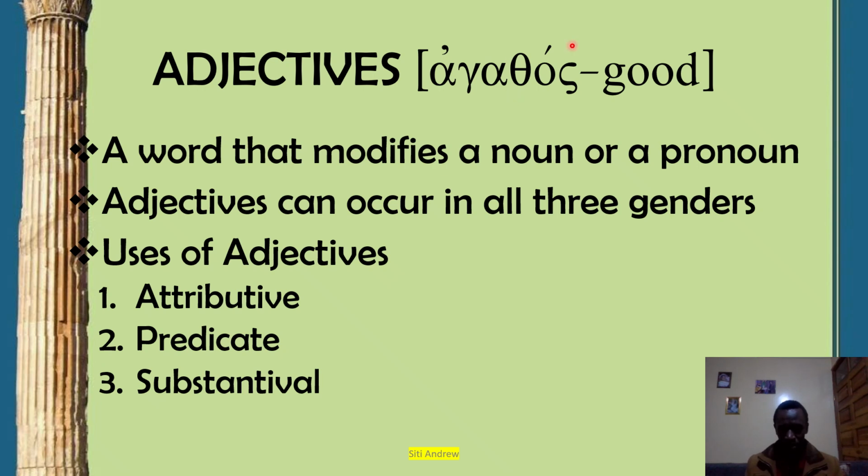The first use is the attributive use. So when an adjective is used as attributive, the attributive adjective, it actually gives a quality or it attributes to the word it is modifying. So it's giving a quality to the word it is modifying.